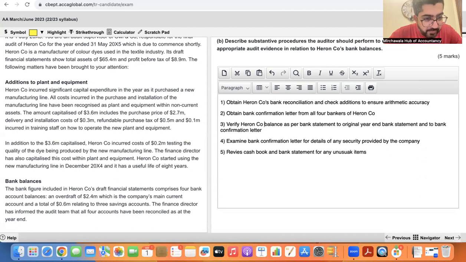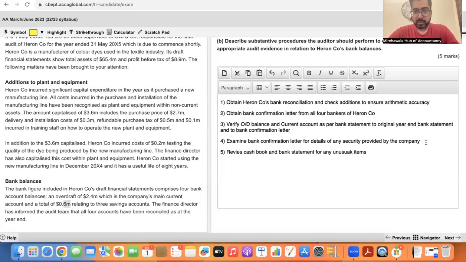Overdraft balance and current account balance, because there are 2 balances mentioned, overdraft and current account, as per bank statement. So verify overdraft and current account balance as per bank statement to original year-end bank statement and to bank confirmation letter.